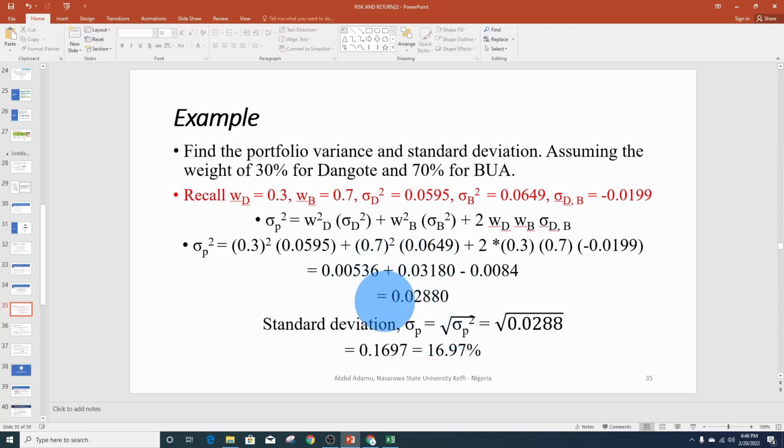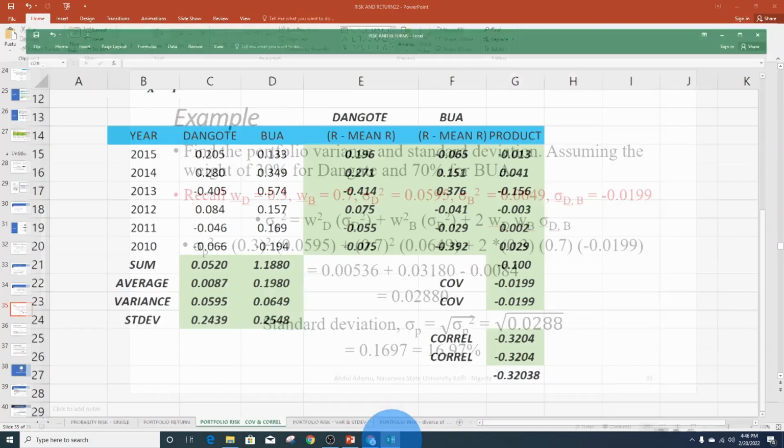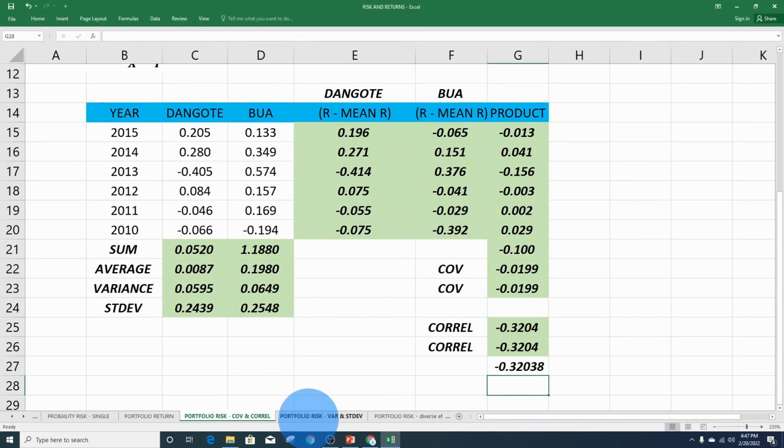So this cannot be interpreted easily. Like we said, we cannot put a unit of measurement to it. Then we need to do the standard deviation. So for the standard deviation, we take the square root of 0.0288, which is the variance. So we have 0.1697, and once we convert it to percent, it is 16.97%.